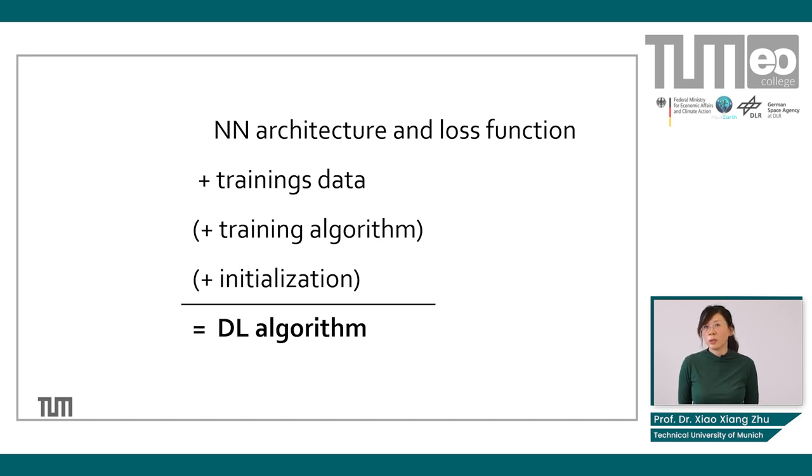If we talk about deep learning algorithms, of course, we are talking about tailored architecture design, loss functions, and also it involves algorithms for training and initialization. But very important is the training data. And since we now have already so many backbones available there, I would say a big part of innovation in AI for EO now really comes from the data.